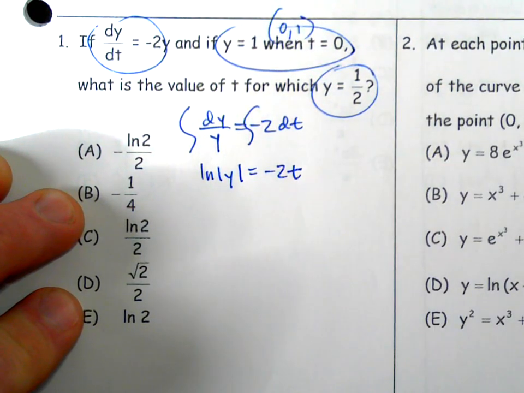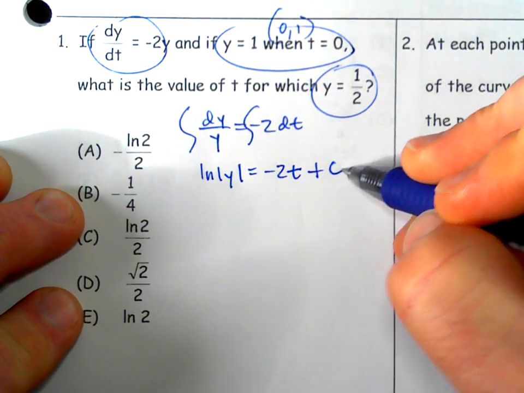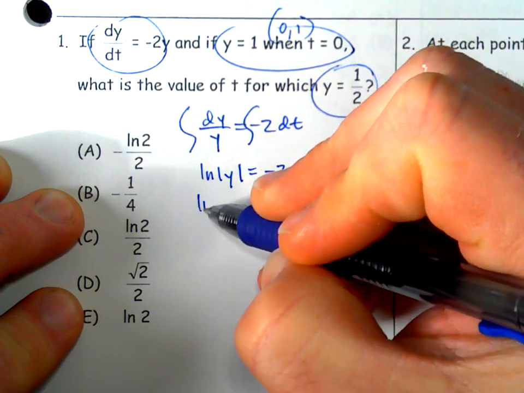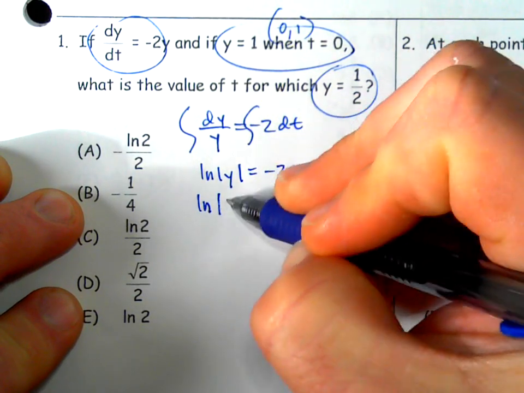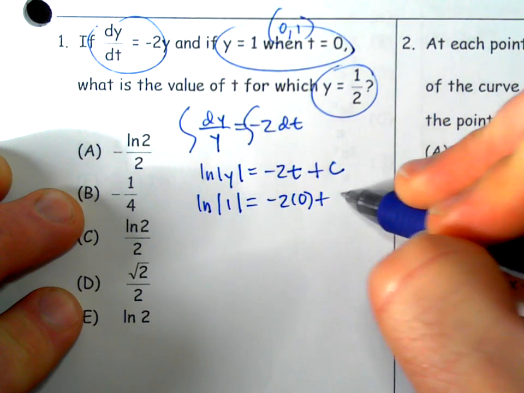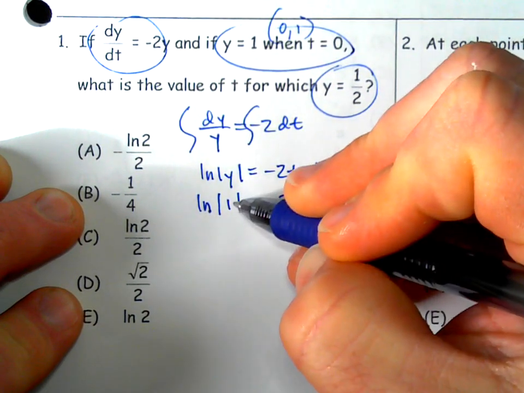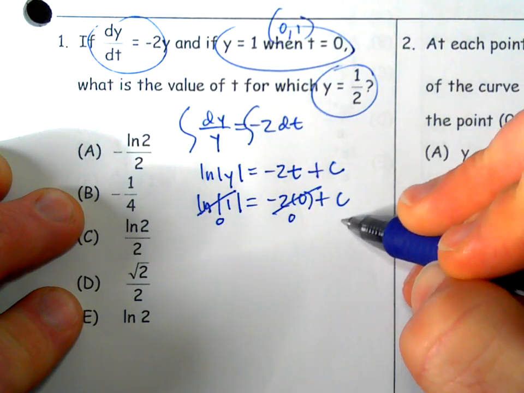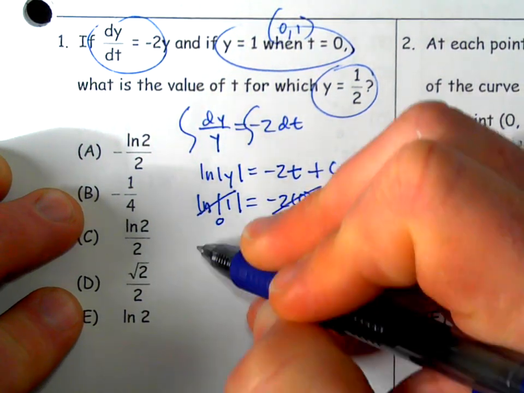Antiderivative of -2 is just -2t plus c. Don't forget the plus c. Now we have the initial condition. I'd find that right now. So I plug 1 in for y, 0 in for t. That's going to be 0. Natural log of 1 is 0. You guys should all know that. So c equals 0. So we're going to rewrite it.